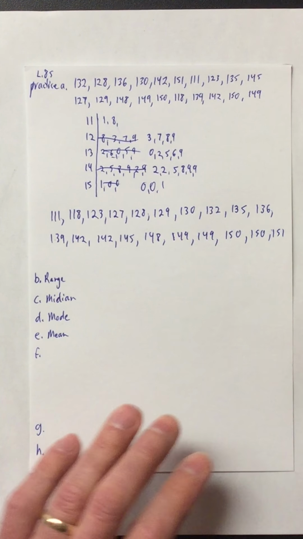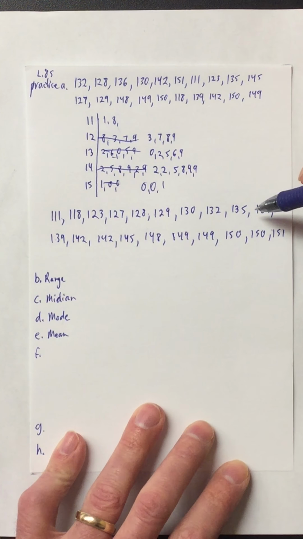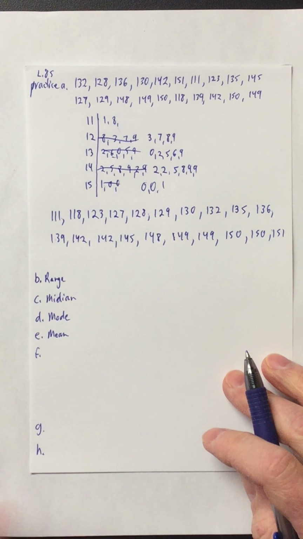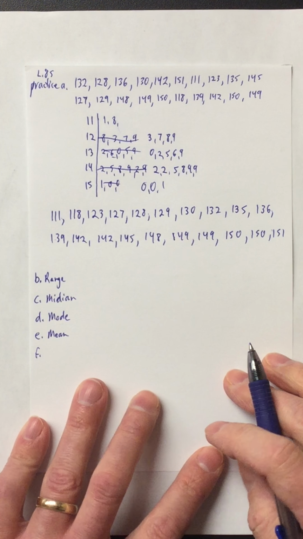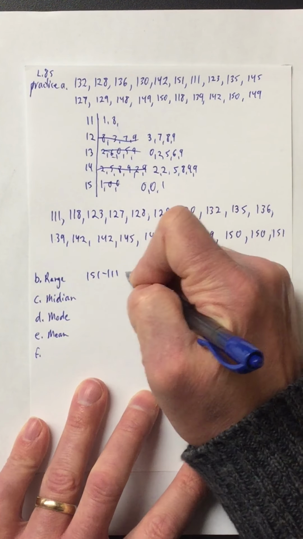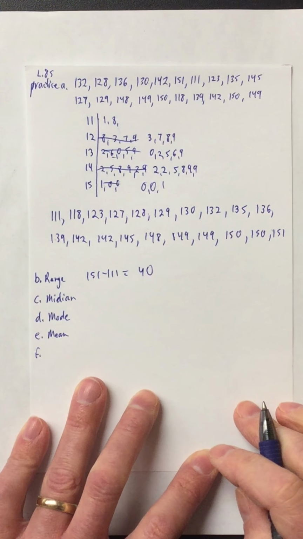Okay, so it takes a little bit of time, but that is a methodical way to be able to put these into numerical order. So let's go through and answer some questions now that I'm set up. What is my range? Well, my highest is 150, my lowest is 111. We subtract that out and we get 40 for range.